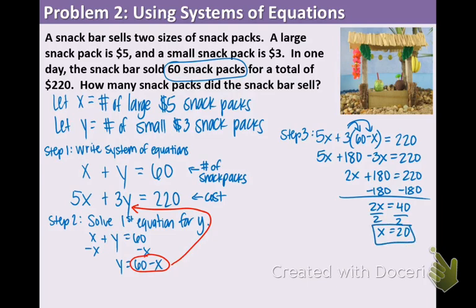We know that the snack packs that were large sold, there were 20 total large snack packs. Now we got to figure out how many small ones. Now, remember, in the previous problem, we substituted in the x value, and that's exactly what we're going to do now.